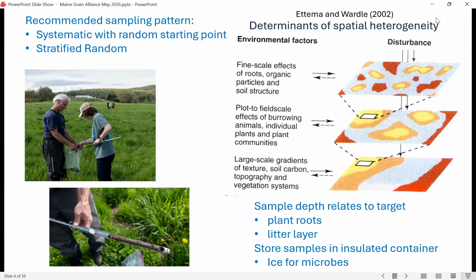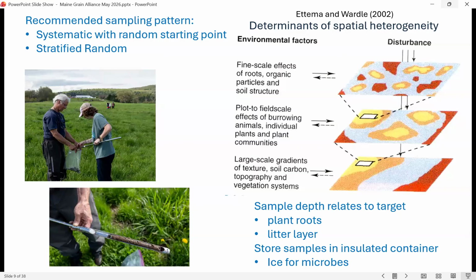Sampling depth is also an issue. We have to think, what is our target? If we're interested in the plant roots, we want to go as deep as roots. And the standard is usually like 6 to 8 inches deep. That came about historically because that's kind of the plow layer. Although now people are starting to think maybe we should be thinking about slightly deeper, or if we're just after the litter layer, we would take more just the surface of the soil. And in fact, the organisms occupying the litter layer can be very different from in the soil around the plant roots. And for biology, we have to think about storing the samples in favorable conditions.